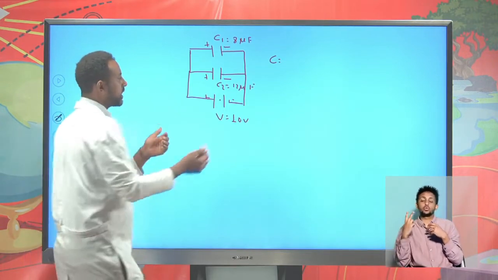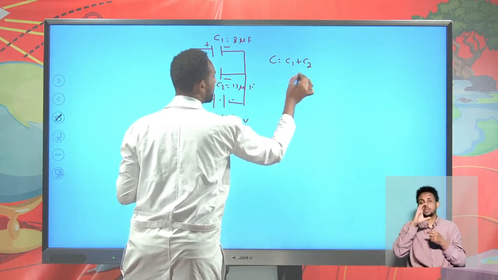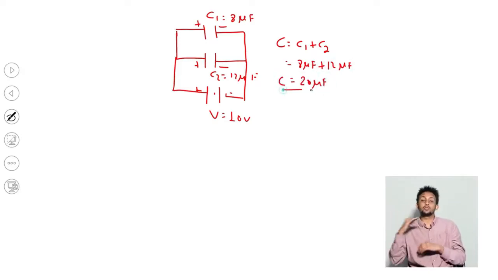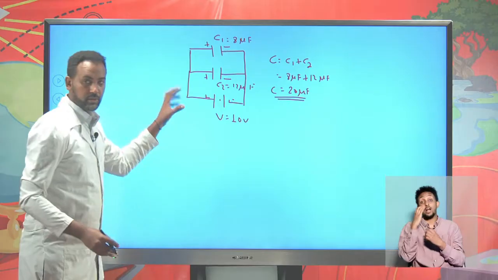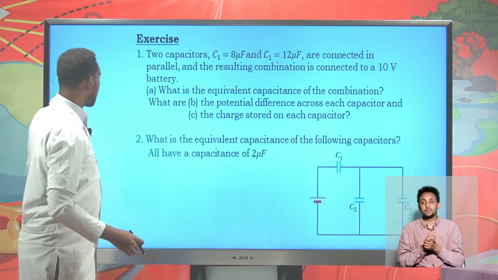But in this case, since it is a parallel combination, you have to use C1 plus C2, meaning 8 microfarad plus 12 microfarad gives us 20 microfarad, which is the total capacitance, or the equivalent capacitance, of the capacitor. This is how we determine the total capacitance.